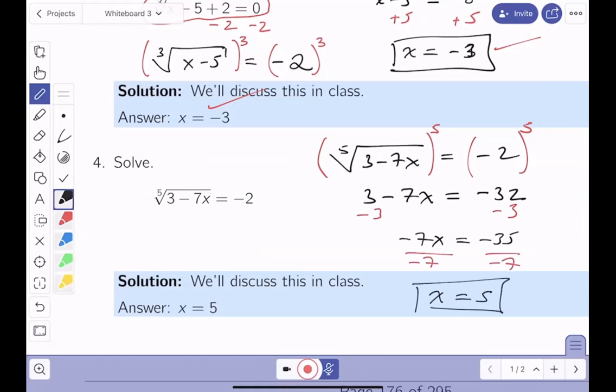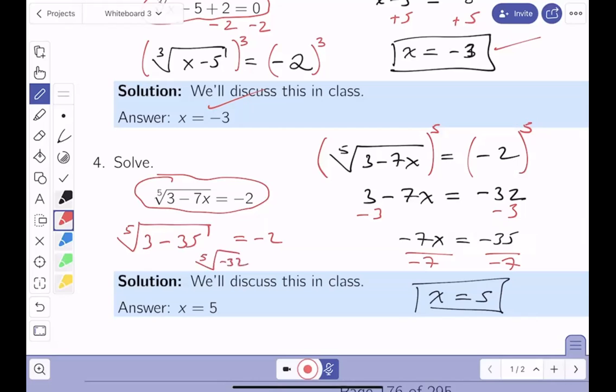I put a box on it, but I still want to check it. Where do you check it? In the original statement. Let's say I said 5, right? So what do you get? You get the 5th root, I'm checking, of 3 minus 5 times 7, which is 35, right? And that would be the 5th root of minus 32, which is minus 2. And that does work out. The 5th root of minus 32, at least at this level, is simply minus 2. So it works out beautifully, right? The key tells us that that's true, by the way.